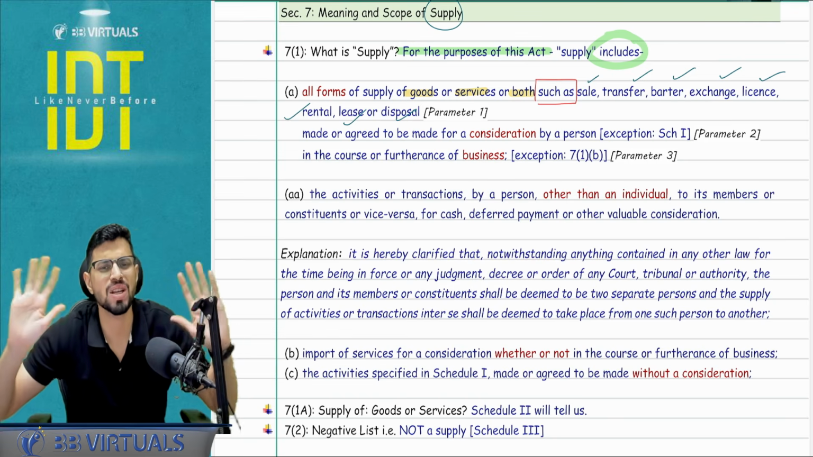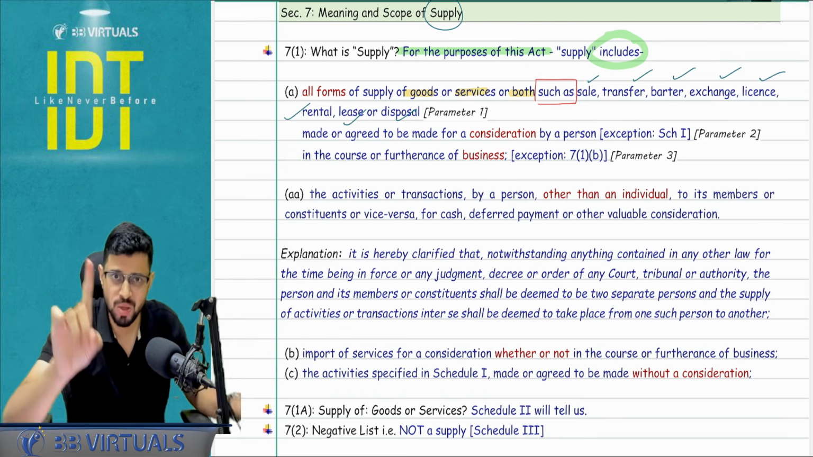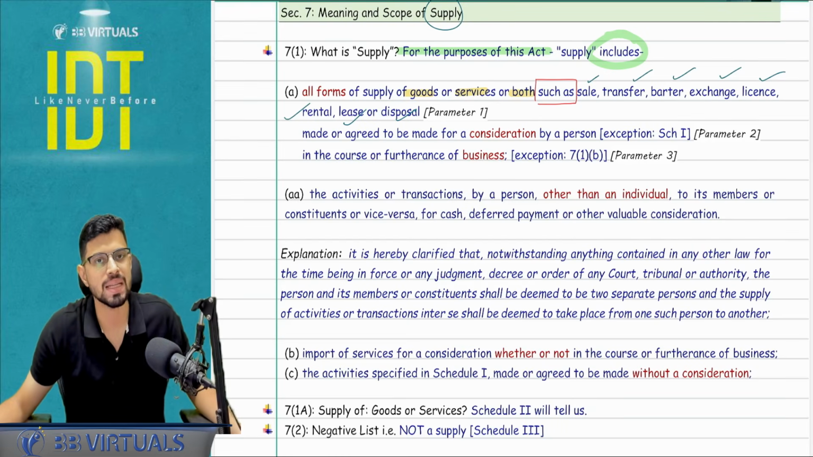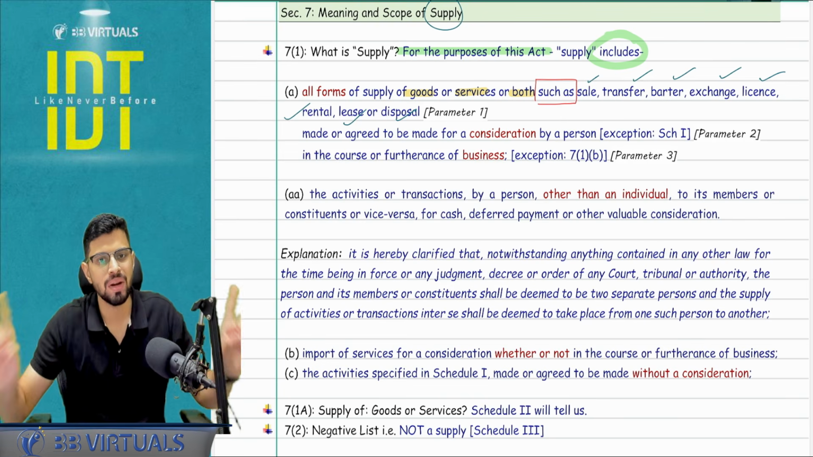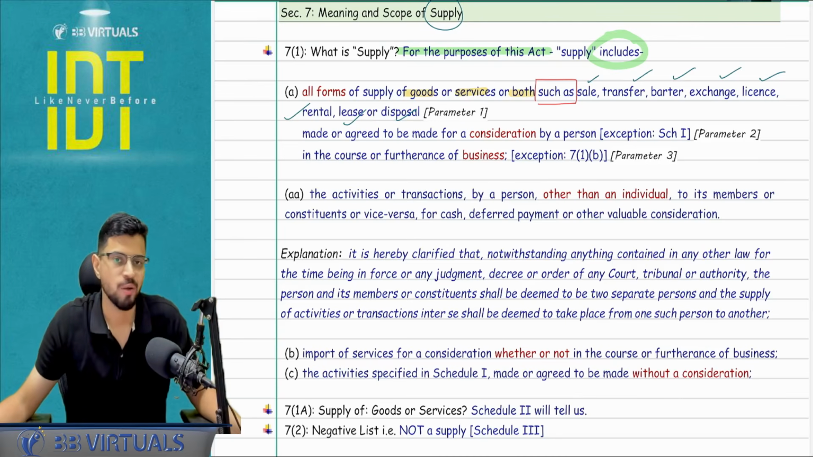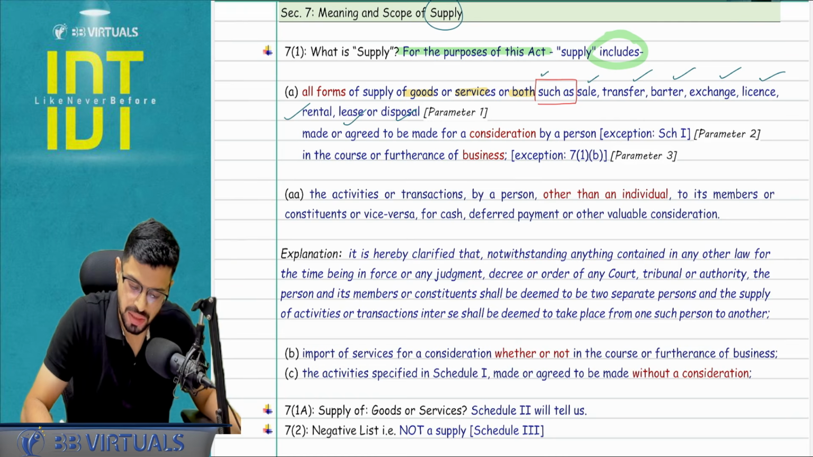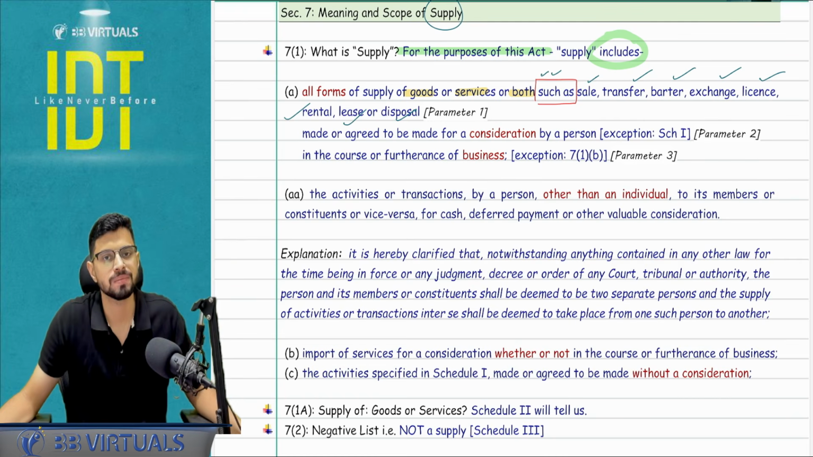So we don't care what is the form of supply. We focus on the fact that it should be goods or services. I hope parameter number 1 is absolutely clear to you. So parameter number 1 is goods or services. Forms of supply, I don't care. This is also just an illustrative list.